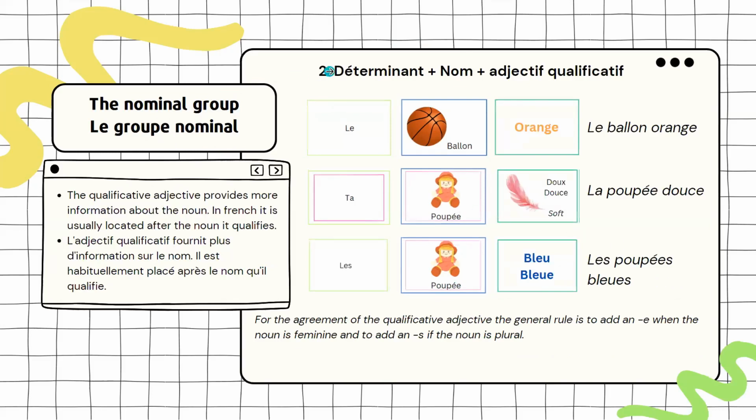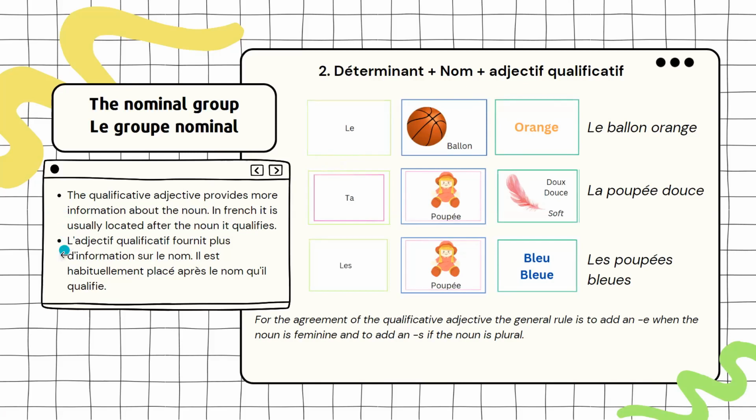Okay, let's move on. The second nominal group that we're going to see is déterminant plus nom plus adjectif qualificatif. So determiner plus noun plus qualificative adjective. En français, l'adjectif qualificatif est après le nom. In French, most of the time, the qualificative adjective is going to be after the noun. What is a qualificative adjective? A qualificative adjective is going to provide you with more information about the noun. In French, it's usually located after the noun it qualifies.